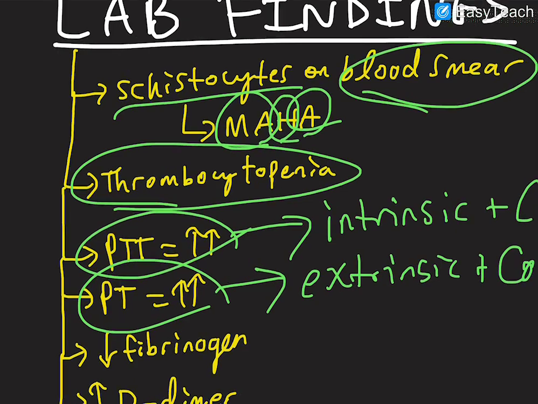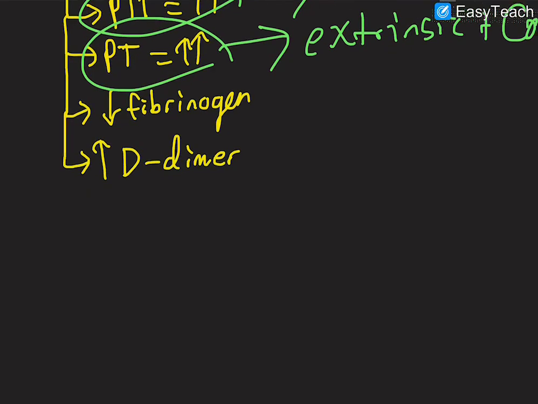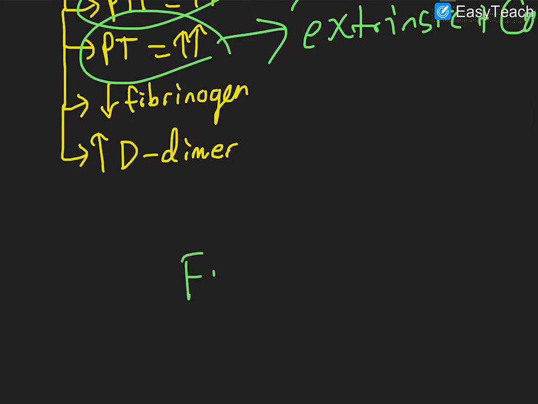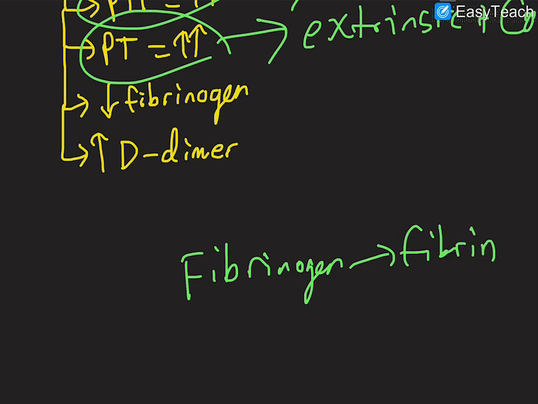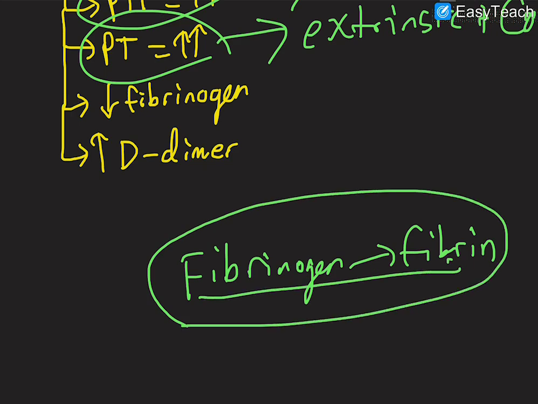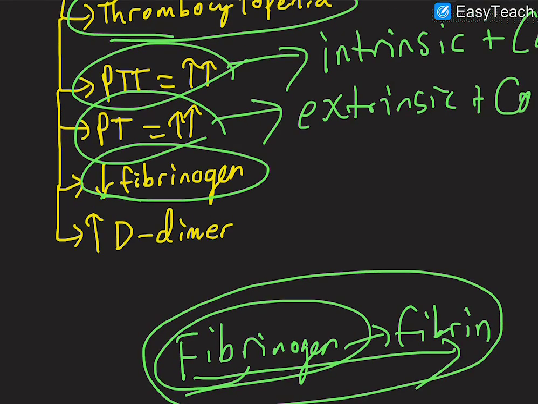And remember, what's the end result of widespread activation of the coagulation cascade? You eventually get fibrinogen to fibrin conversion. So if you're getting a lot of activation of the coagulation cascade, you're getting a lot of conversion from fibrinogen to fibrin. So then that would mean fibrinogen levels will start to go down. And that's what you see in DIC.